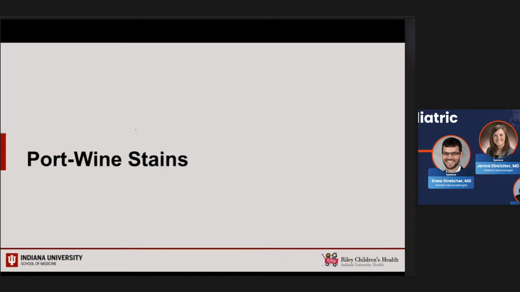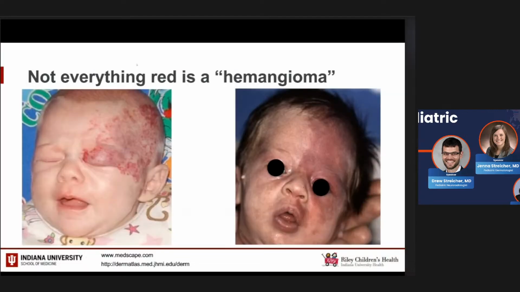Okay, so let's go to our vascular malformation category now within vascular anomalies, and specifically talk about capillary malformations or port wine stains. Not everything red is a hemangioma. I stress that a lot. This is a really common issue that comes up. But remember, we talked about that difference between hemangioma and capillary malformation. So this picture on the left is actually an early hemangioma.